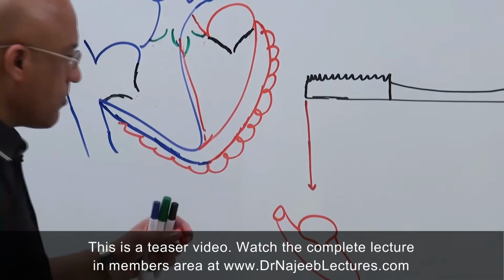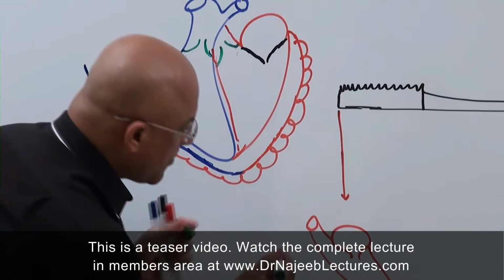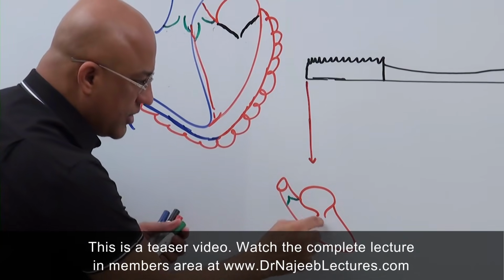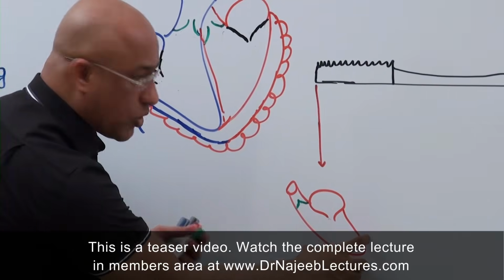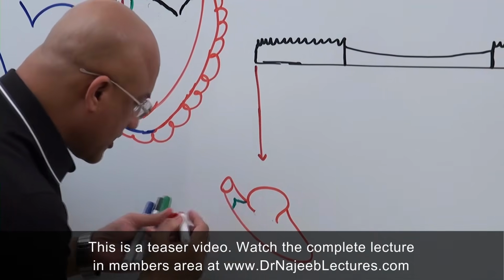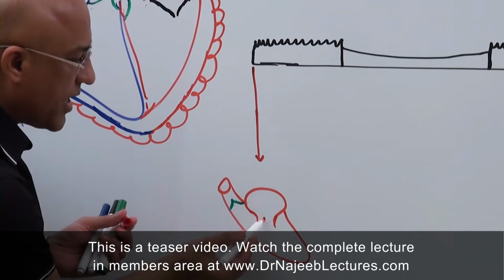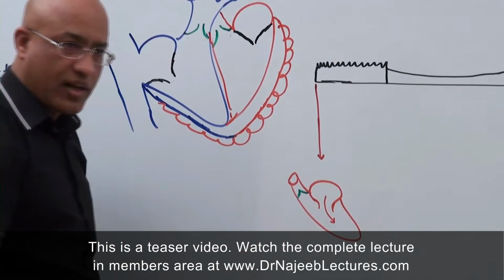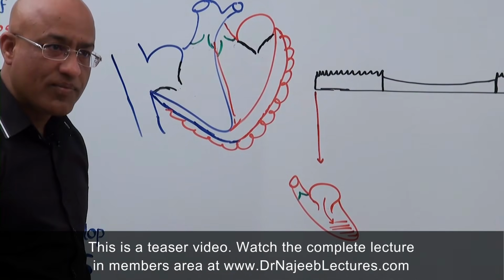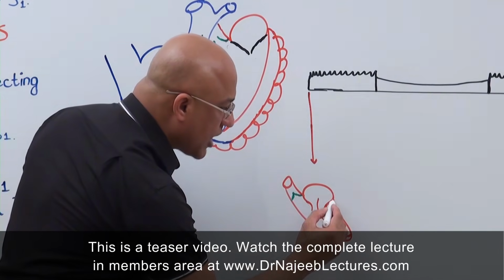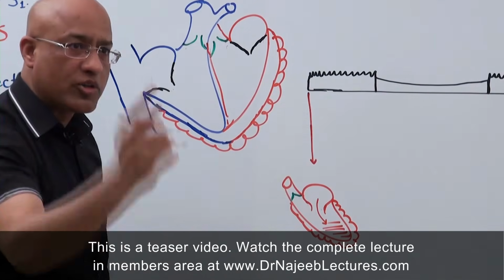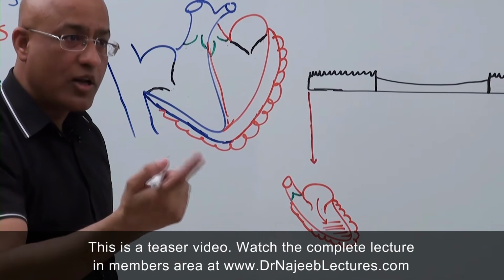I'm going to draw it here. At this very moment, what is happening? The aortic valve is closed, right? Just before the ventricles start contracting, actually, what was happening? Blood from atria was coming to the ventricle, and the ventricle was filling. Is that right? And when ventricles start contracting, intraventricular pressure goes up.